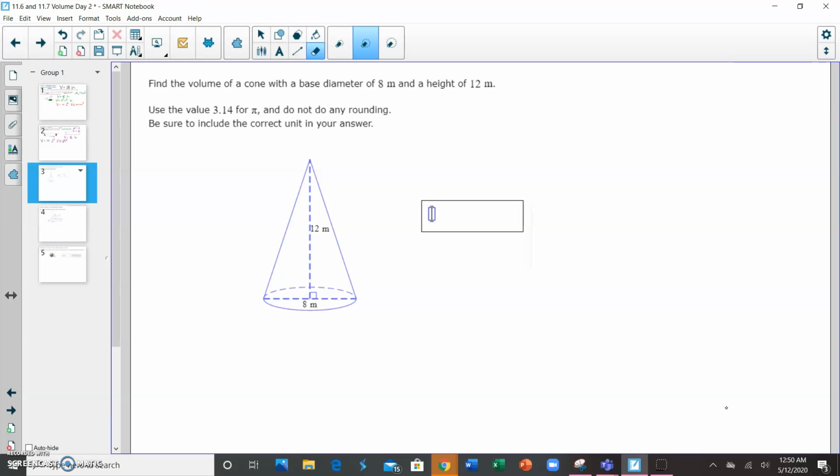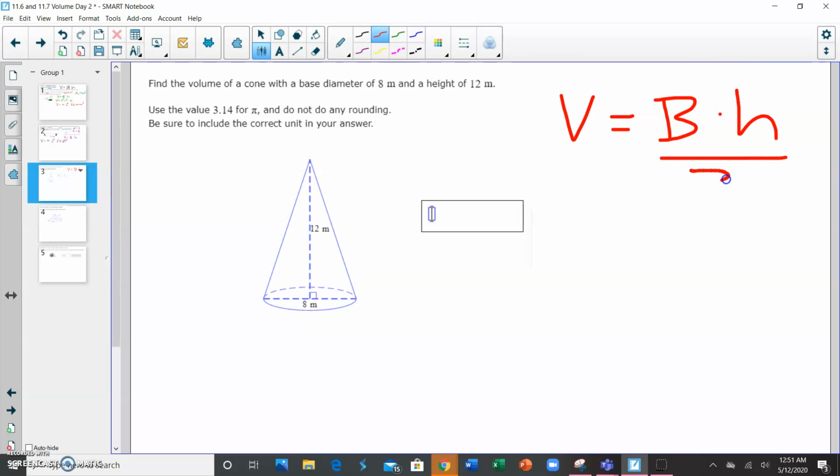So since you could fill it up 3 times, what is my volume of a cone going to be? It's going to be the same as a cylinder, the area of the base times the height. We have to divide by 3. And why are we dividing by 3?